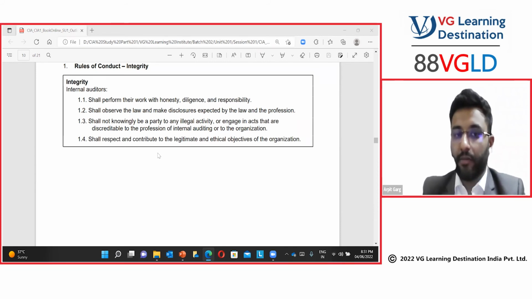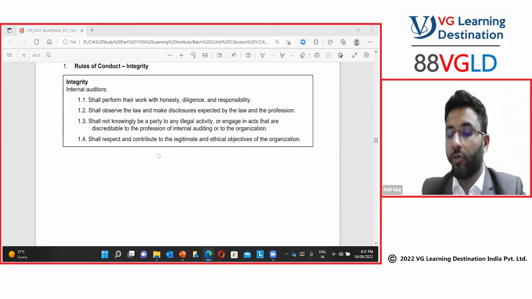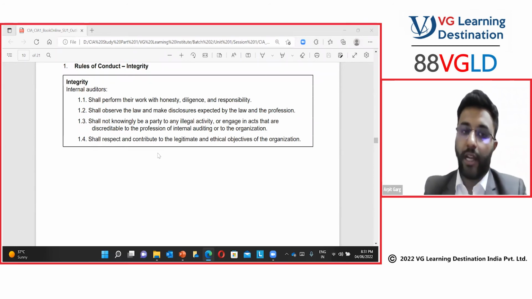Let's say there is the example that you said, that the laborers need to be paid overtime at twice the basic salary, and let's say we have identified that the organization is not paying it. If you're not reporting it, that is where we become party to that illegal act, or you're not making the adequate disclosure that is expected by the law. So that is where we need to report it to the management and the board. So that is how we have to see it.